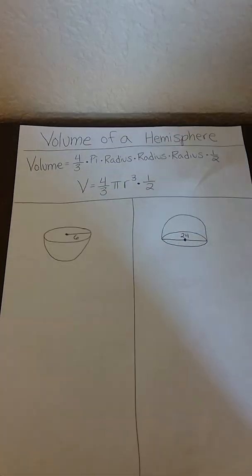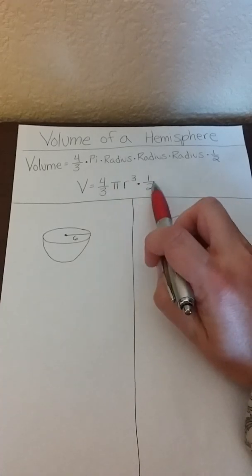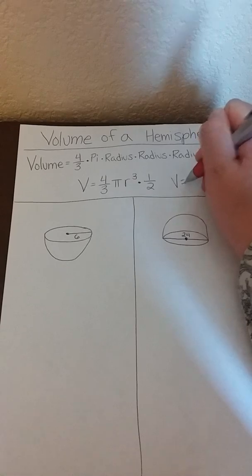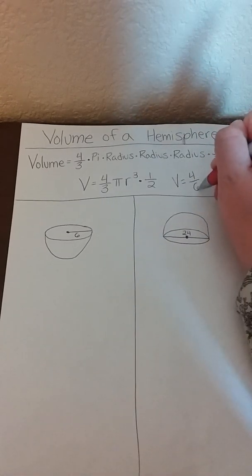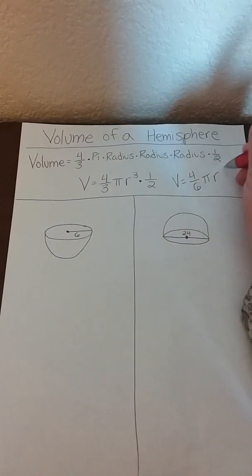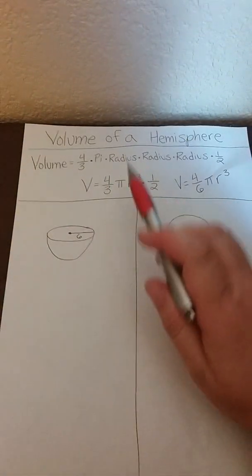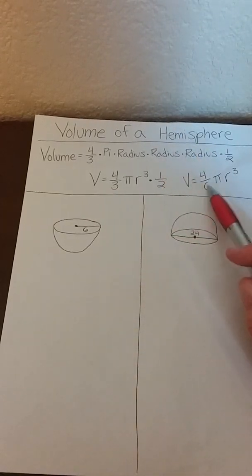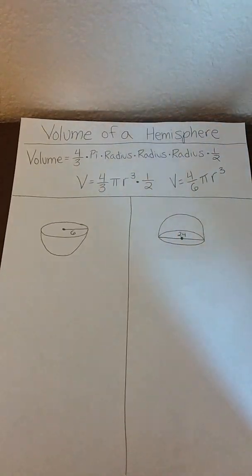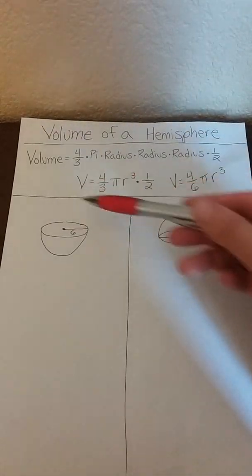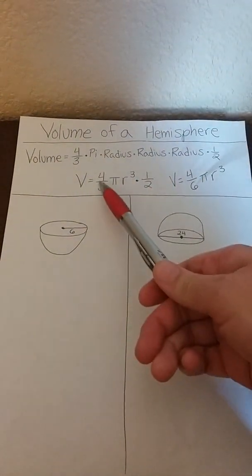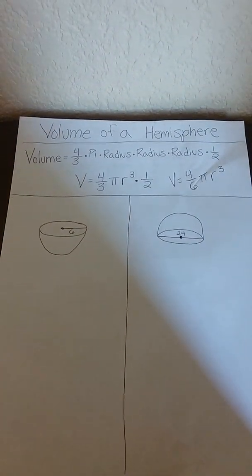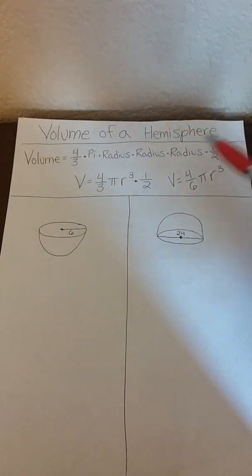Now if you really wanted to, you could multiply 4/3 times 1/2 at the beginning and make a new formula, which is volume equals 4/6 times pi times r cubed. The way I got that is I did 4 times 1, that gives me 4, and 3 times 2, that gave me 6. However, I'm going to use this formula because to me it makes more sense to just memorize the formula for a sphere and then cut it in half when it's half a sphere versus trying to think of a whole new formula.